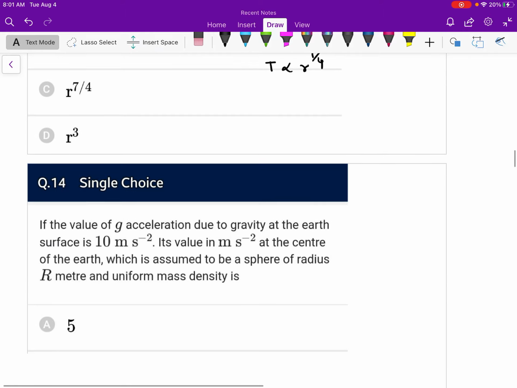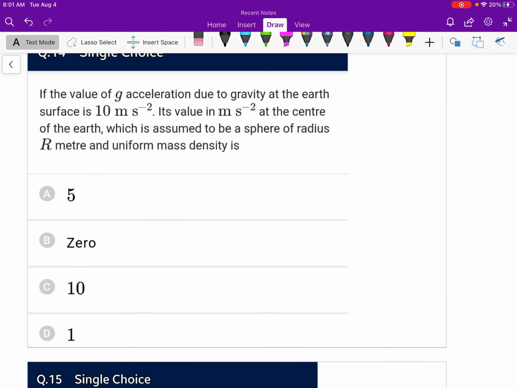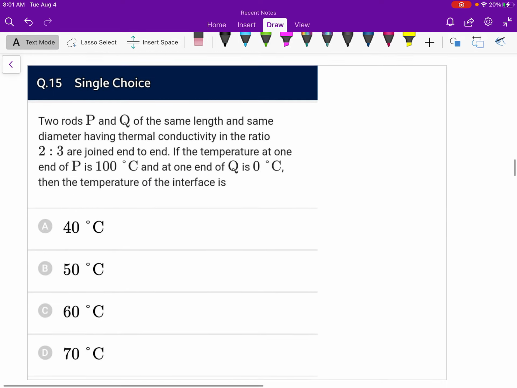So C is the correct option. If the value of g due to gravity at the earth's surface is this, then at the center of the earth, acceleration due to gravity is 0, gravitational field is 0. So B is the correct option.